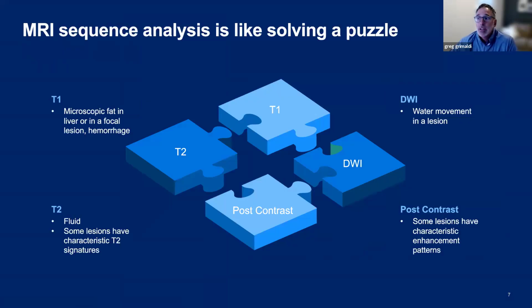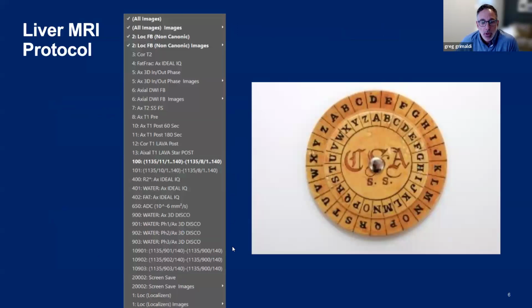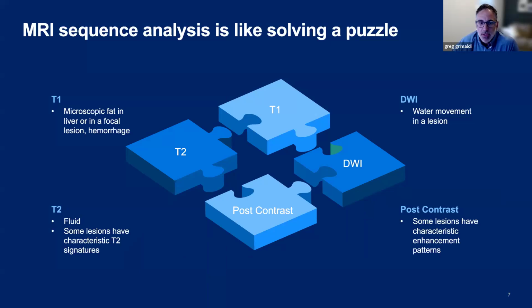So when I look at an MRI, it's sort of like solving a puzzle. If I were to take this group of pulse sequences, I can basically break it down to 4 different types of sequences: T1, T2, diffusion, and post-contrast. And that's a little bit simpler and easier to understand. So what do I look at with each of these sequences? What is the information I'm trying to get?